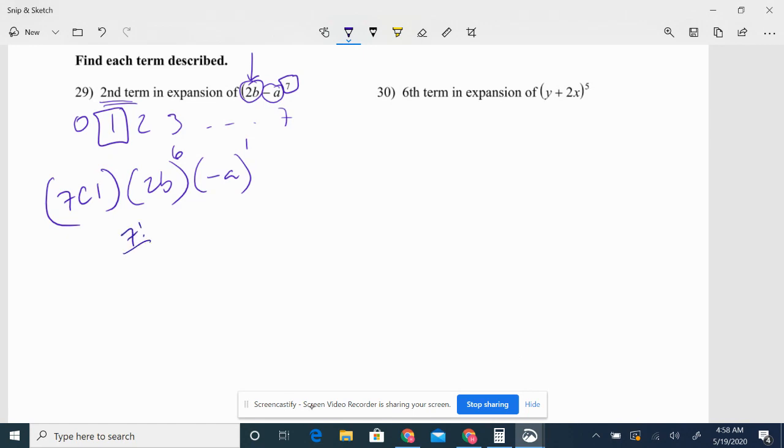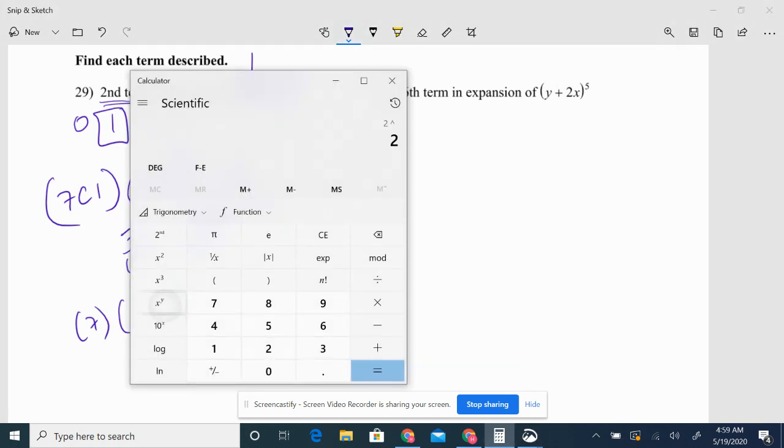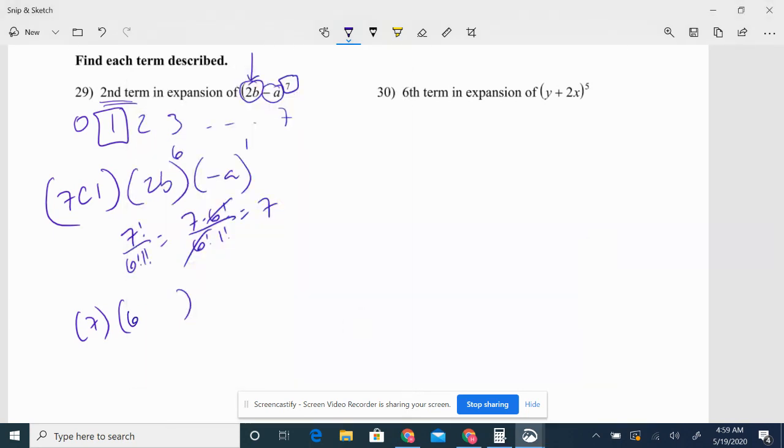So let's see, 7 choose 1. I have 7 factorial over 6 factorial times 1 factorial. The 6 factorials cancel out, so that is basically 7. So my first parentheses is 7. My second parentheses, what's 2 to the 6? 64. So I have 64b to the 6. And the last one, what's negative a to the 1 power? Negative a.